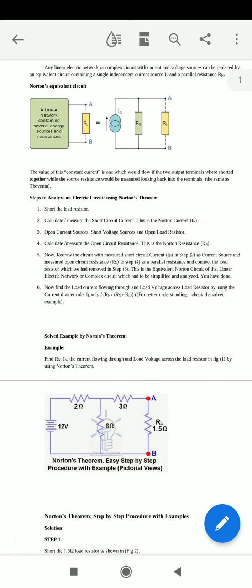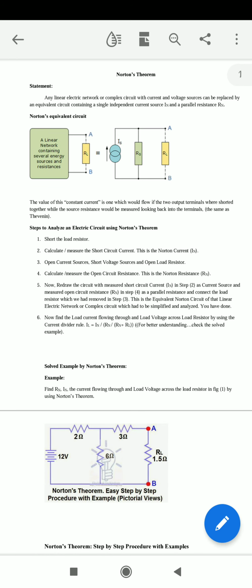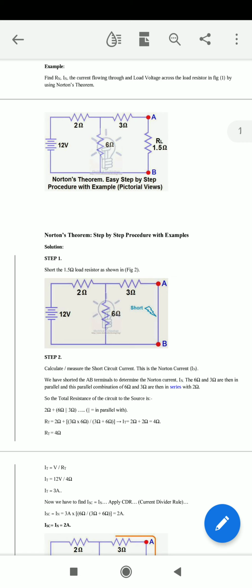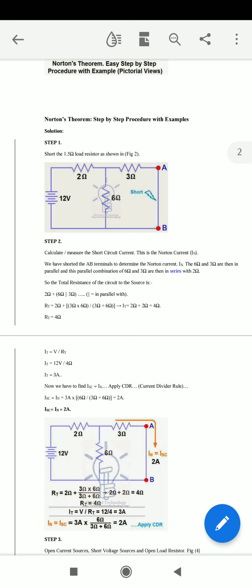First step. What is the first step? Short circuit the load resistor. So remove the load resistor, then short circuit between points A and B. Now we can calculate the short circuit current.